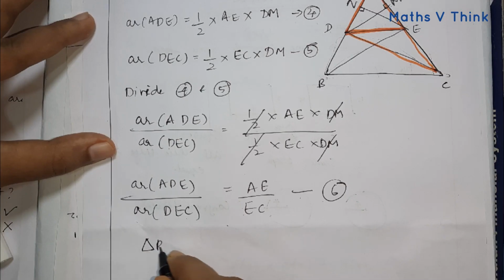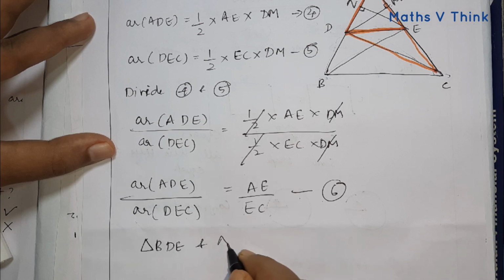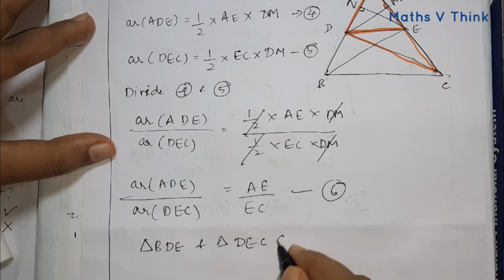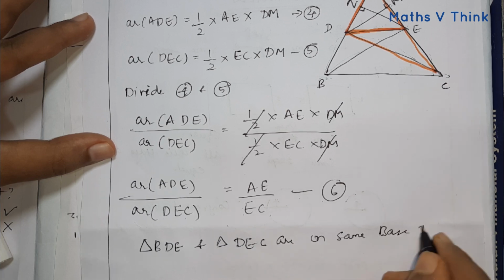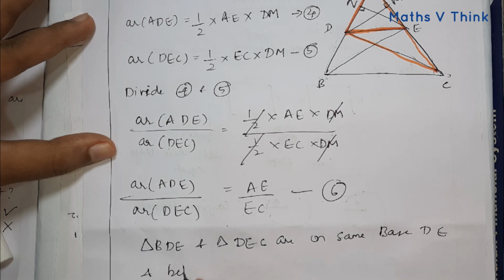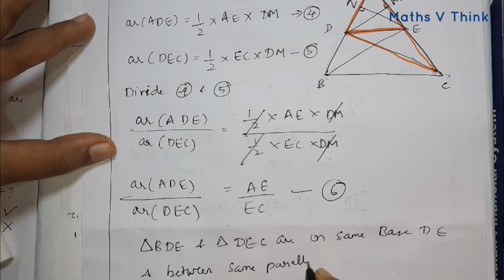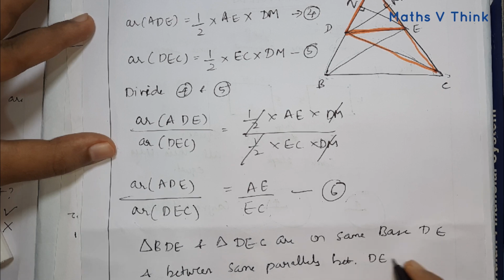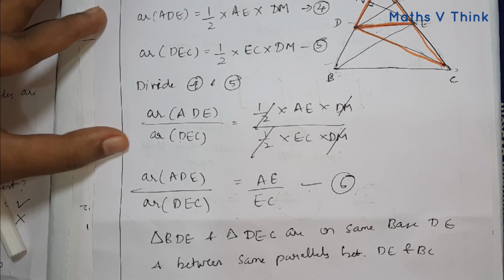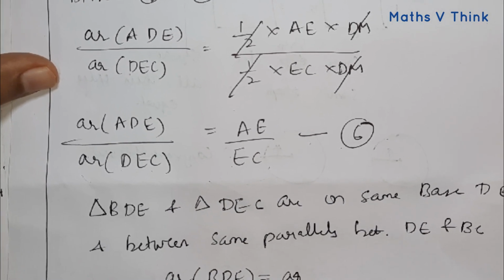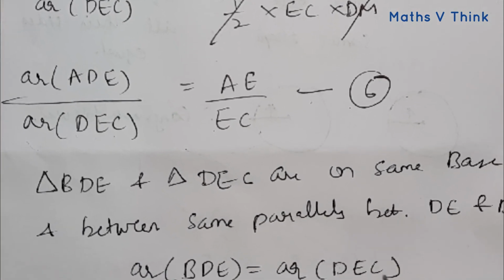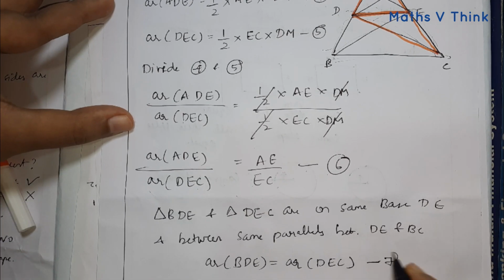Now triangle BDE and triangle DEC are on same base DE and between same parallels DE and BC. So I can tell area of BDE is equal to area of DEC. This be the 7th equation.